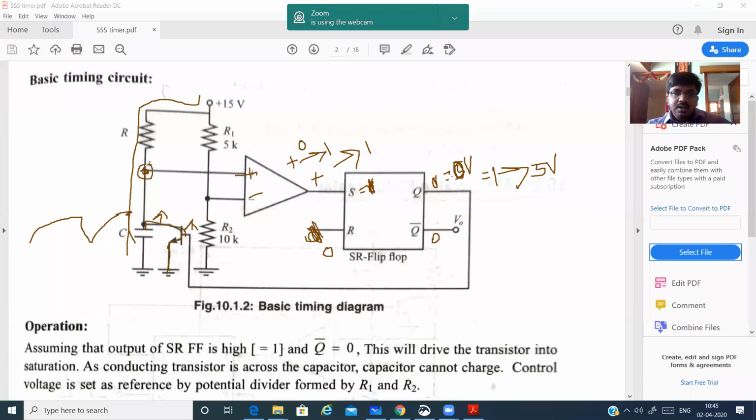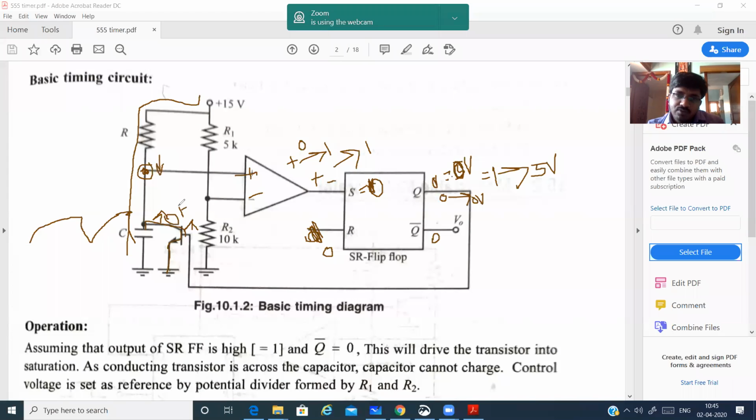When the capacitor value becomes zero or lesser, the voltage across this point will be lesser. When the voltage across this point is lesser, automatically the voltage across this point will be higher. Now this will be higher compared to this, so again it becomes minus. When this becomes minus, this becomes zero. When this becomes zero, Q becomes zero. When Q becomes zero, it goes to 0 volt. When it is 0 volt, the transistor will be off.